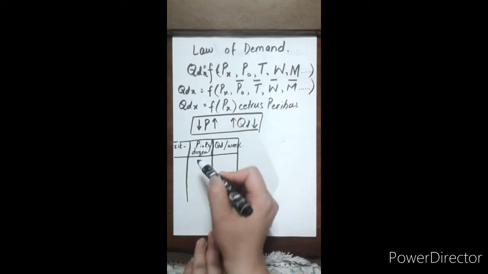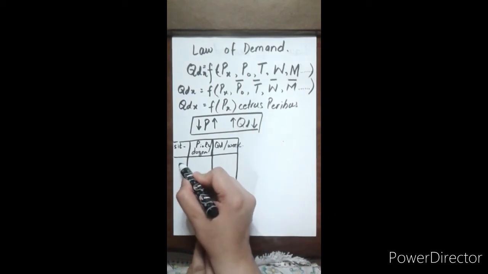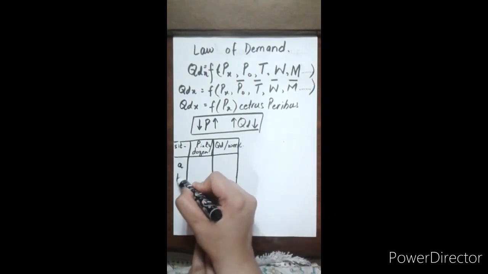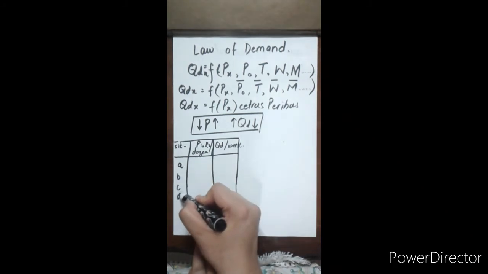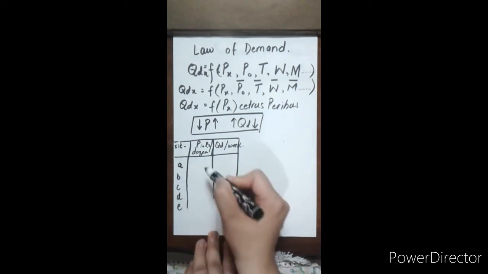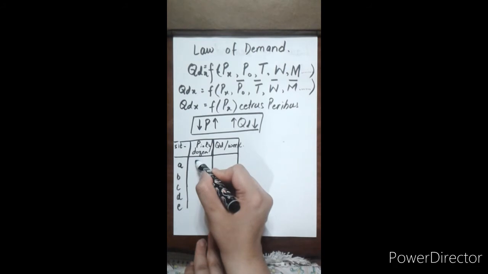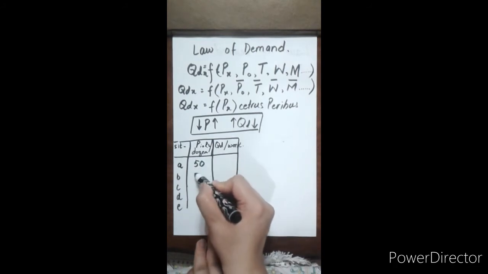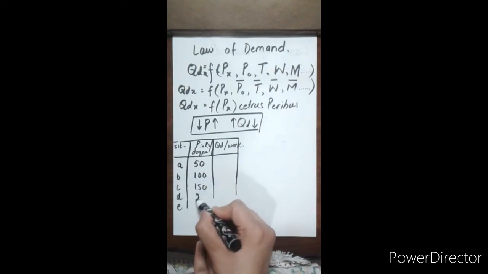Just make it realistic, that is the key. Now what is my first situation? Let me discuss 3-4 situations. Situation A, B, C, D and E. Let me assume that prices of eggs were 50 rupees a dozen, then it rose to 100 rupees, then 150, then 200 and then 250.